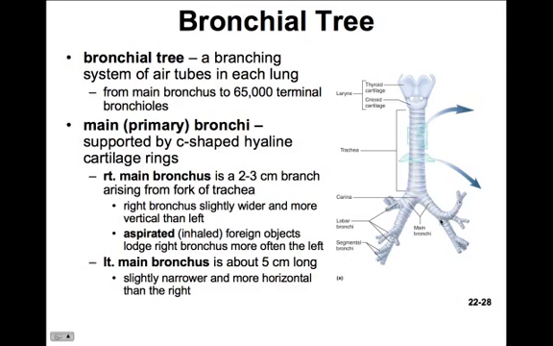The right main bronchus is a 2 to 3 centimeter branch that arises from the fork of the trachea. It's slightly wider and more vertical than the one on the left-hand side. This is why aspirated or inhaled foreign objects often lodge in the right bronchus more than they do in the left. The left main bronchus is slightly longer. It's about 5 centimeters long. It's narrower and a little bit more horizontal than the right.